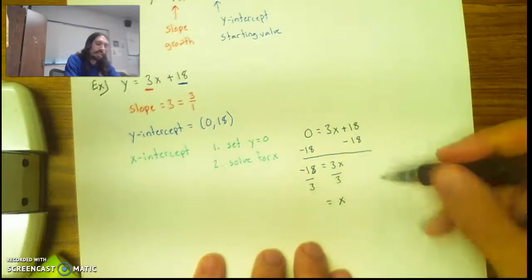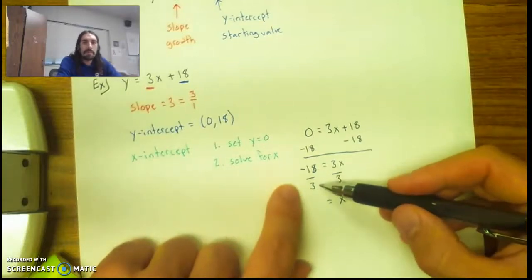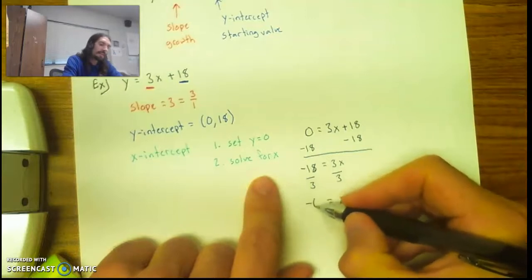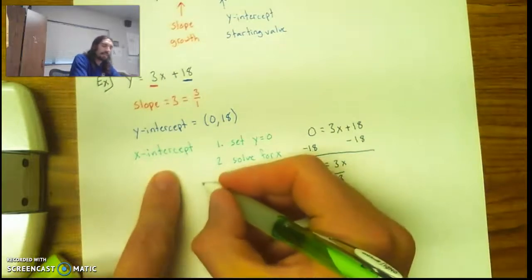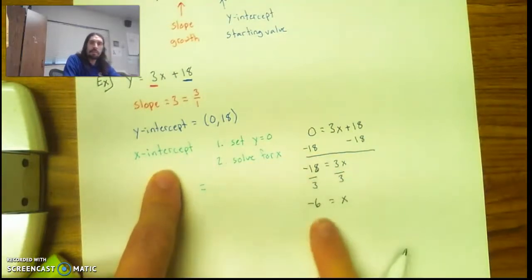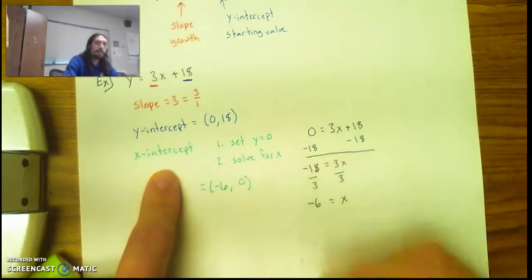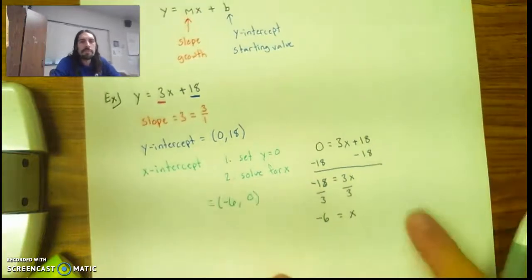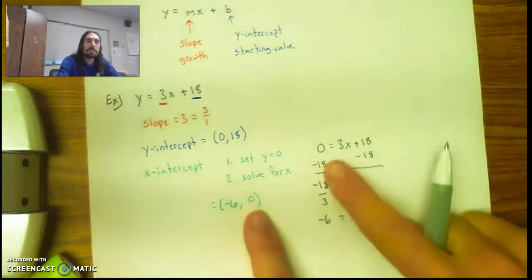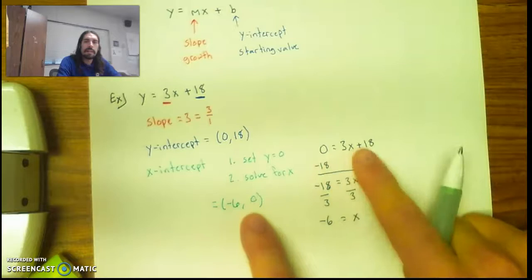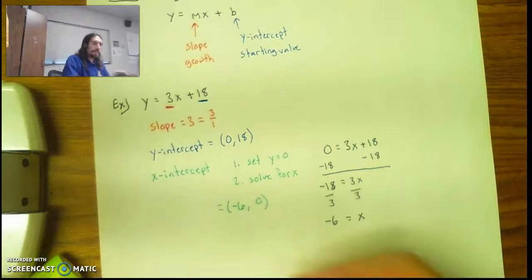And so now on the right hand side, all I have left is an x. On the left hand side, negative 18 divided by 3 will become a negative 6. And so now that I know what x is, I can now say that my x-intercept for this particular problem will be -6, 0. And so by using just a little bit of algebra, we're able to find that x-intercept because we take advantage of the fact that y must be 0, and then we just have to solve for x. Let's take a look at one more real quick.